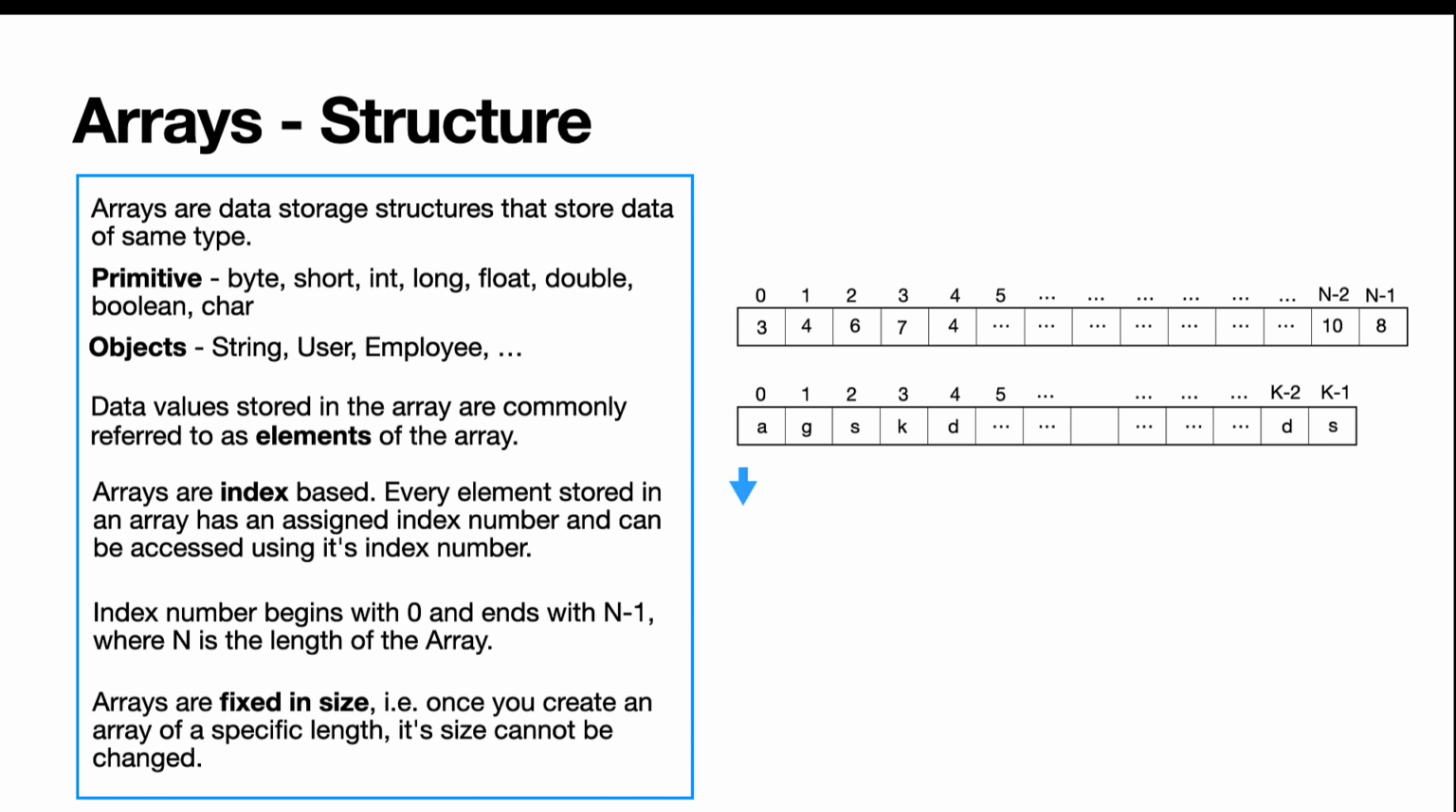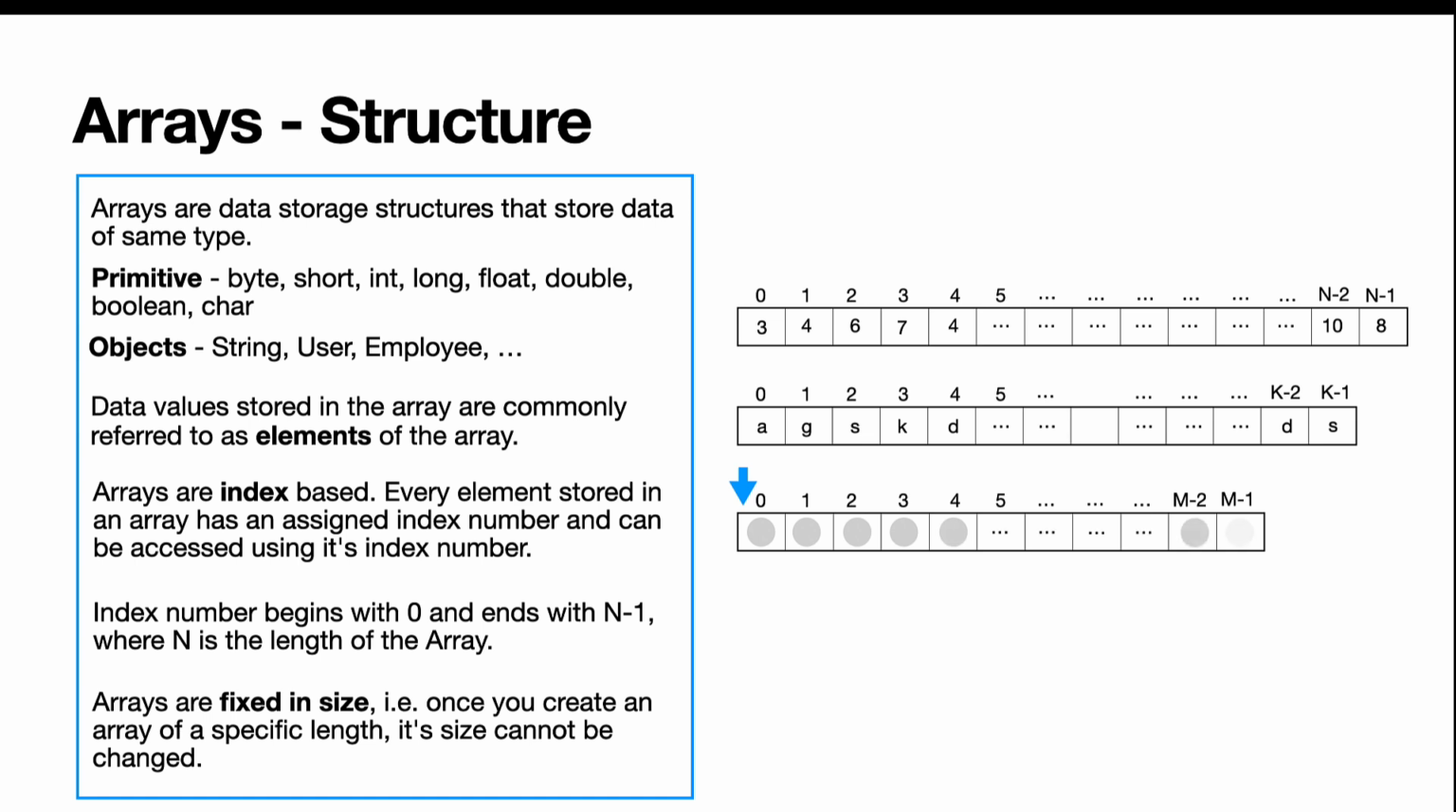Let's now look at an array of size m containing elements of a non-primitive data type, that is, data of type object. The array is represented as a series of cells, and for the array of length m, the index of the first element is 0 and the index of the last element is m minus 1. The array contains elements of a non-primitive data type such as user, person, employee, etc.